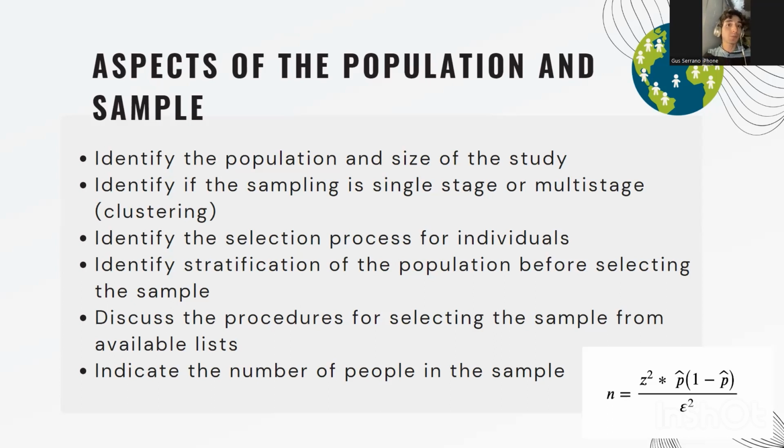Identify the selection process for individuals. It is recommended to select a random sample because with randomization, a representative sample provides the ability to generalize to a population. Less desirable is a non-probability sample or convenience sample, in which respondents are chosen based on their convenience and availability. Identify a stratification of the population.